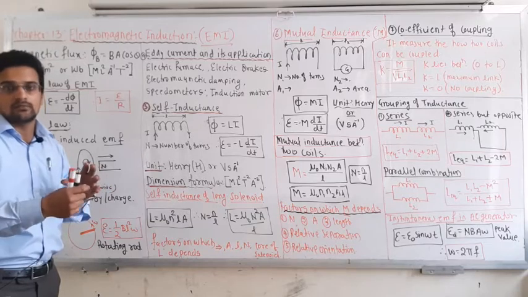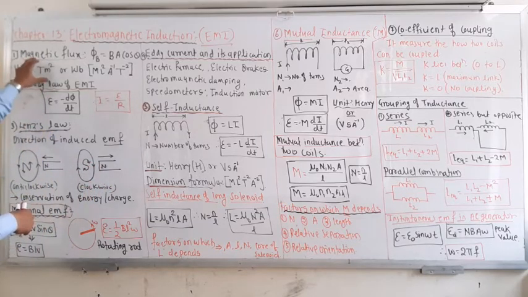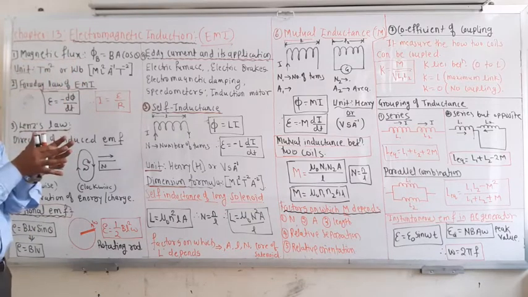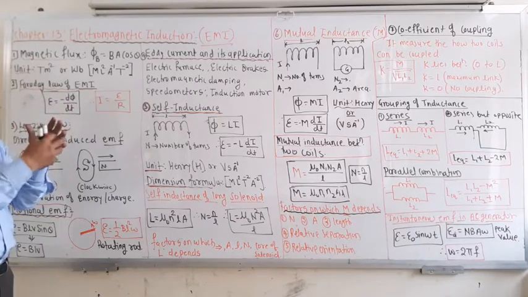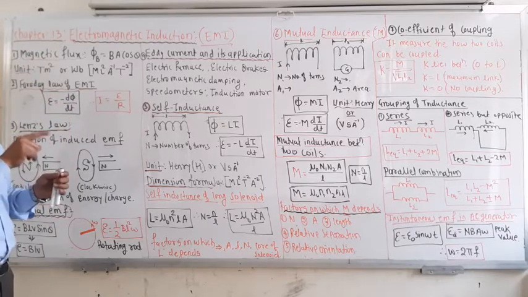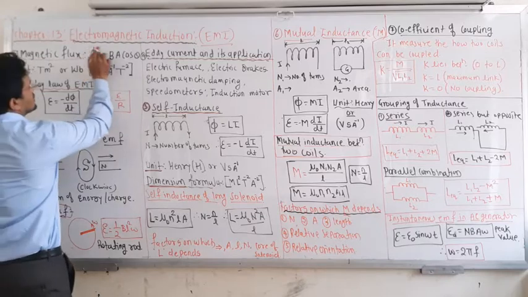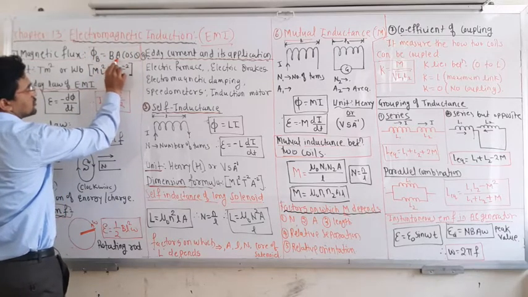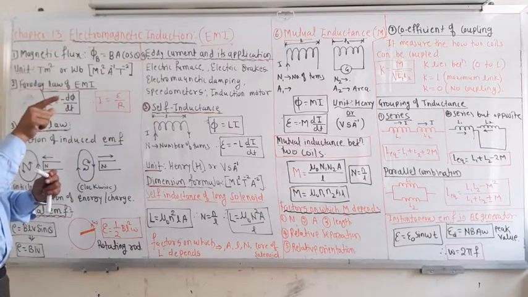For that you have to know the meaning of magnetic flux. Magnetic flux is nothing but the number of magnetic field lines passing through or crossing a given area. It is given by phi B equals B A cos theta, where B is the magnetic field, A is the area of cross section, and theta is the angle between the magnetic field lines and the area vector.